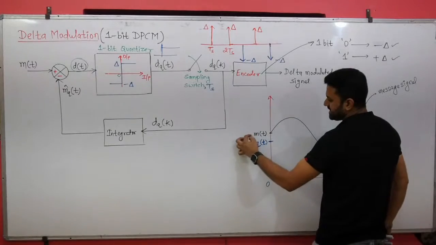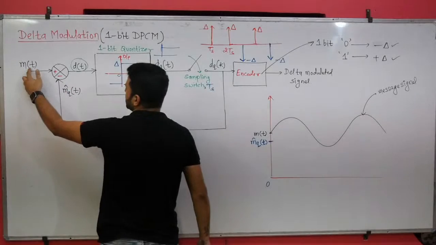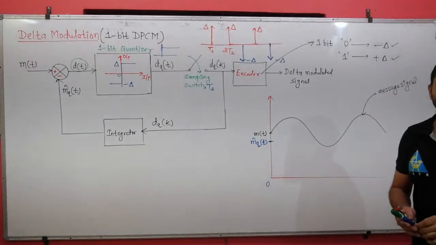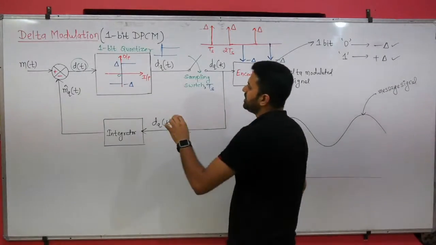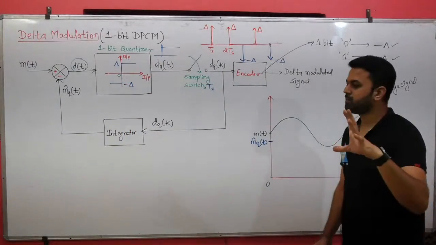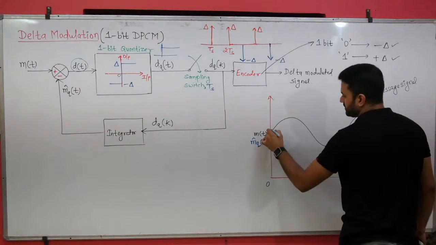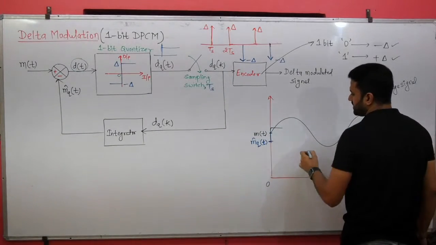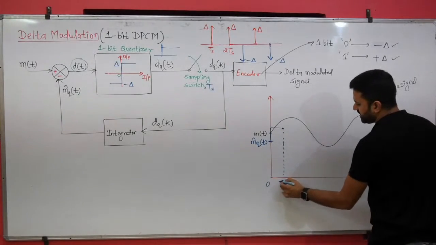Whenever the message signal is greater than m̂_q(t), d(t) will be greater than 0. And whenever d(t) is greater than 0, you will get the plus delta. So we will have this plus delta here. Okay. Now we have reached this point after Ts seconds.